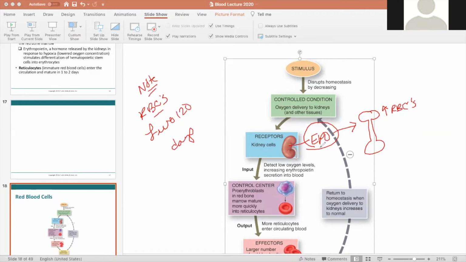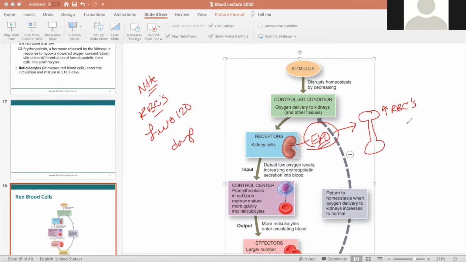So if the kidneys aren't functioning, are they producing the EPO? And the answer to that question is that during dialysis, they have to administer EPO most of the time. They actually have to give a synthetic version of this. So they have to work to control that red blood cell volume.